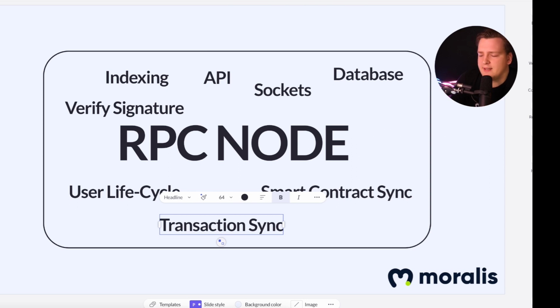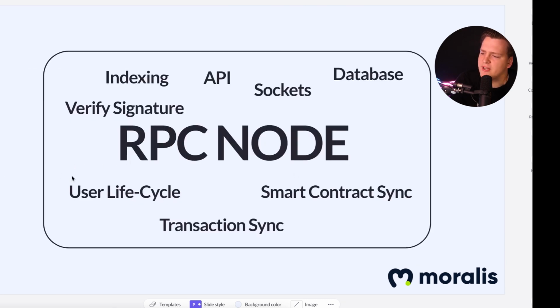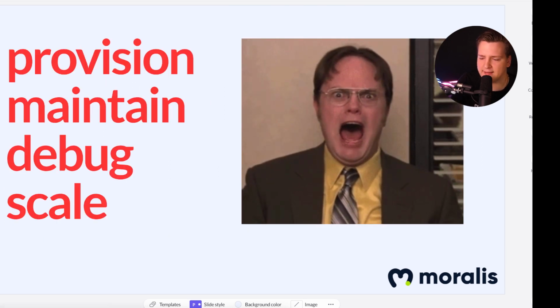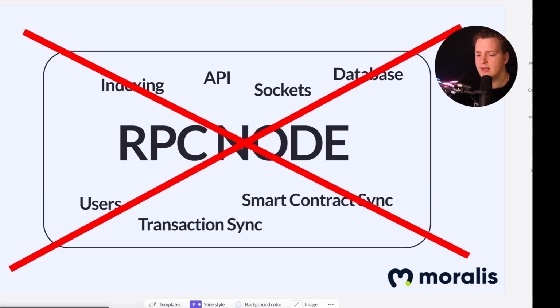And guess what? Everyone does it themselves, because all dApps need this. All dApps, if you think about it, they need exactly the same things. They need to log in users, fetch balances, fetch real-time smart contract data. And you yourself end up building this, but it's not enough that you build it. You also have to provision, maintain, debug it. As soon as you get a few users, now this doesn't work anymore, because now you have to scale horizontally or vertically. You have to have a full-time team just scaling this and ensuring that this works. You will make so many bugs, it's going to be horrible. So don't do it, because this is what Moralis does.